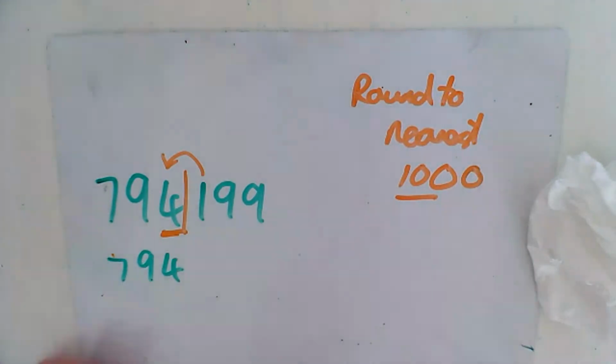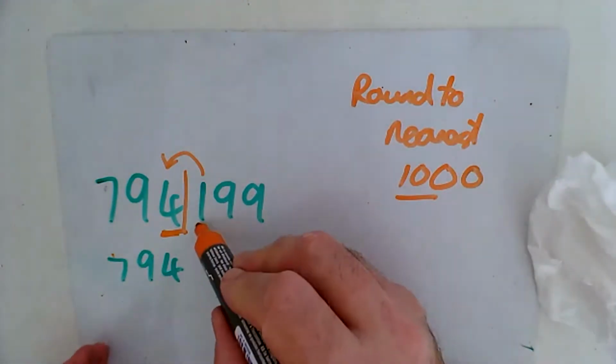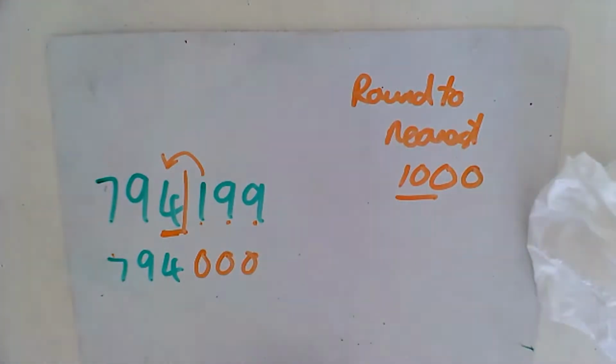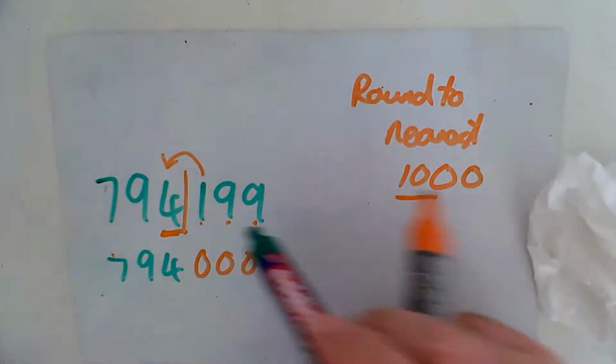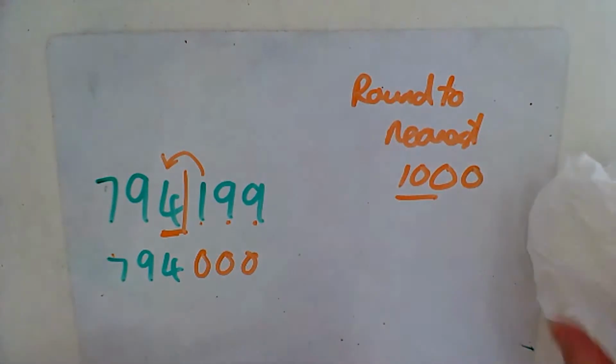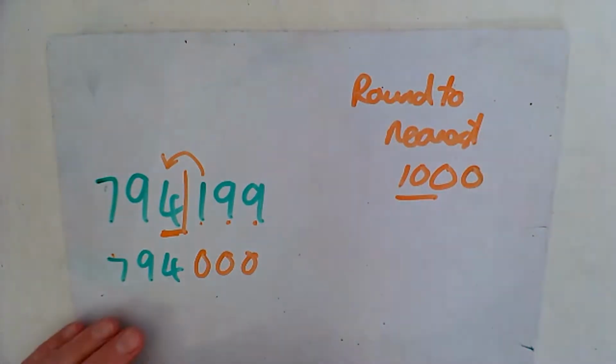Okay, it might seem time consuming. And now the rest of them get turned to zeros. So 794,199 to the nearest thousand is 794,000. Right, nice and quickly, please.